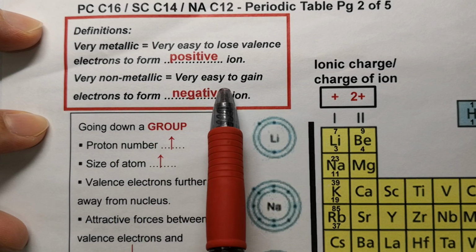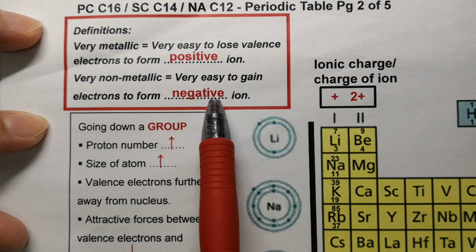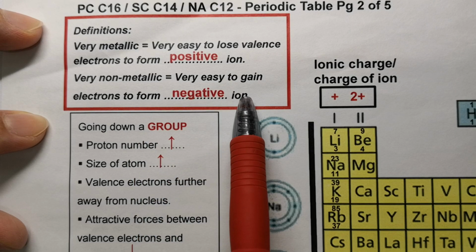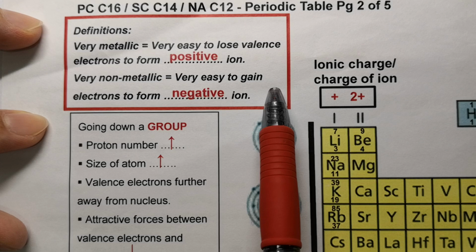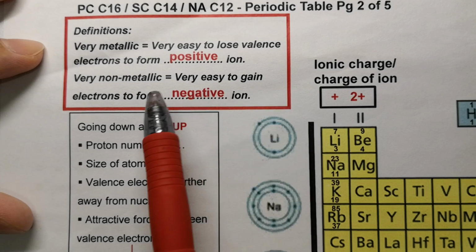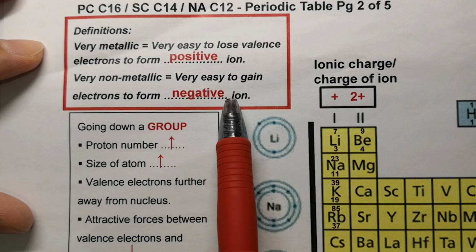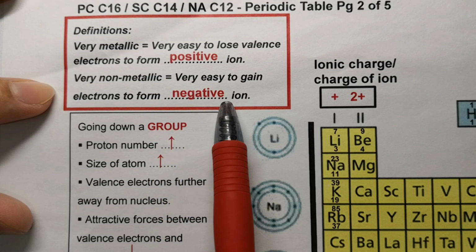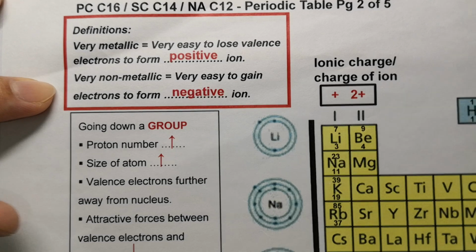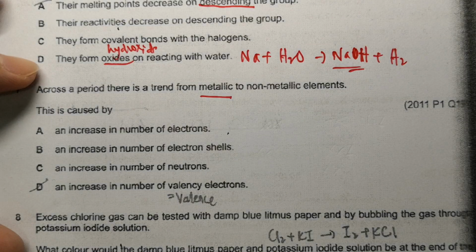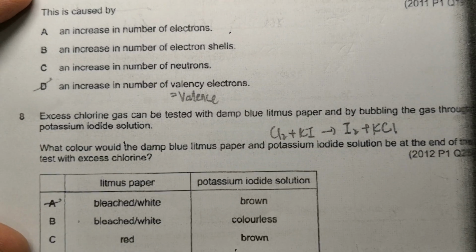Non-metallic would be very easy to gain electrons to form a negative ion. So the more valence electrons you have, the easier it is to gain electrons to form a negative ion. Just like 7 valence electrons and 6 valence electrons, which one is easier to gain electrons to form a negative ion? Obviously 7 valence electrons. That's why group 7 is more non-metallic than group 6.